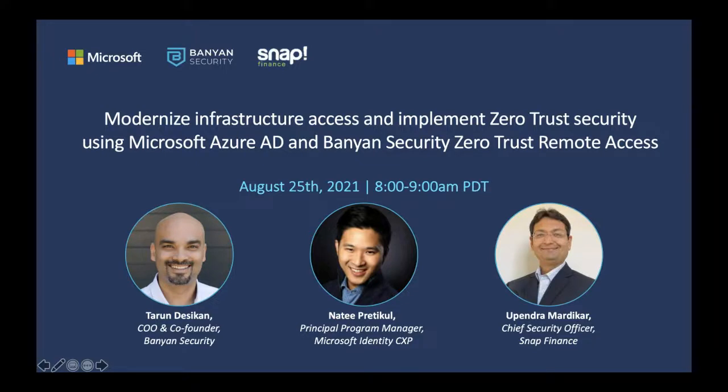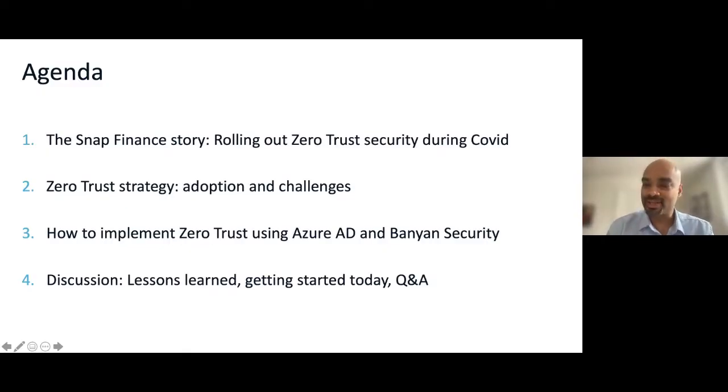Good morning, everyone. Welcome to our webinar on modernizing infrastructure access and implementing zero trust security. In our agenda today, we're going to cover this in 4 sections. We're going to start out with Upendra talking about Snap Finance and how they rolled out zero trust network access. And we're going to have Natee go into more details on how organizations worldwide are deploying their zero trust strategy. Then we're going to go into a little bit of specifics on how you can implement zero trust using both Banyan as well as Azure, how other customers have done it. And finally, I look forward to a lively discussion on how people have done things and what lessons we've learned. With that, I'll hand over to Upendra.